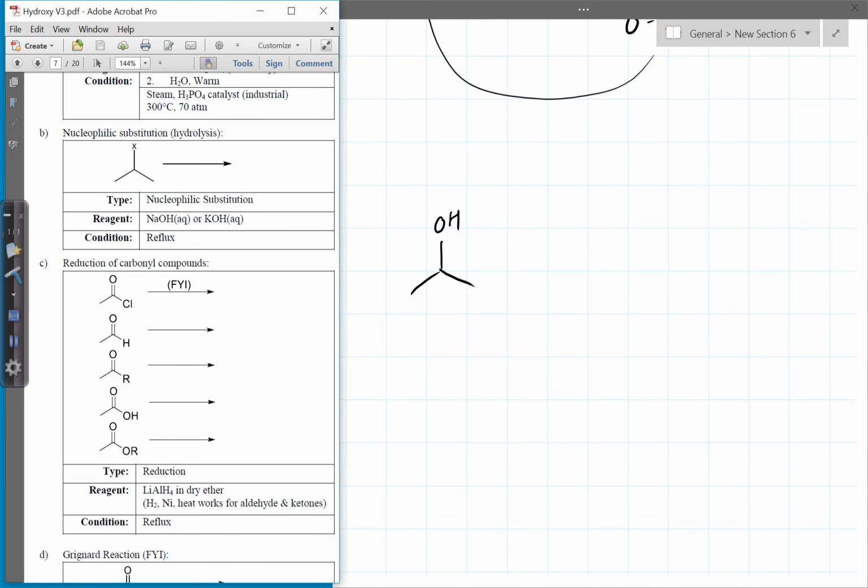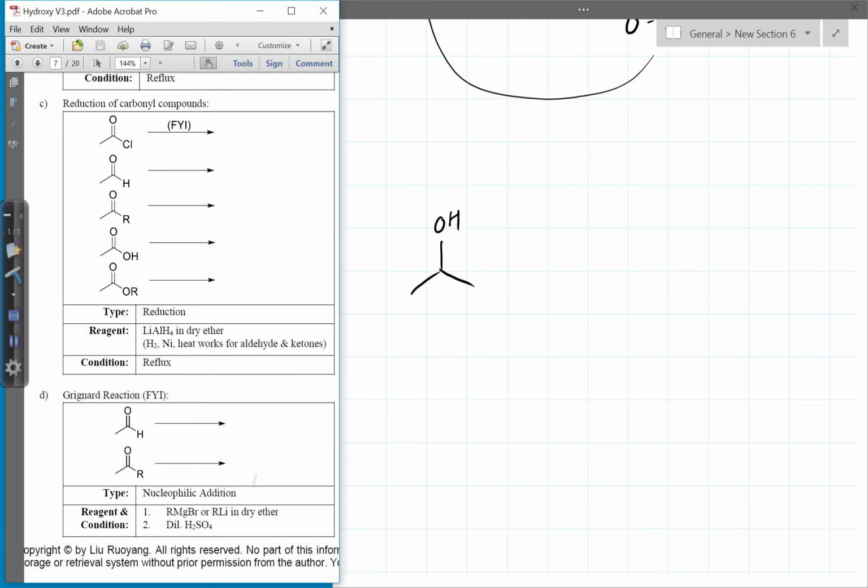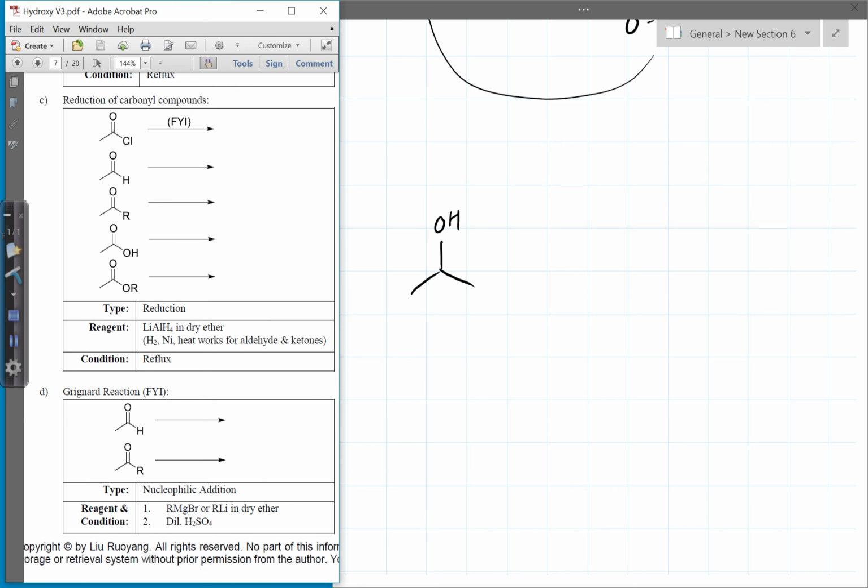Next one, nucleophilic substitution of your RX. You can just throw in NaOH or KOH. We have learned this reaction already, and you will generate the same alcohol. Most of these reactions are ones we have learned previously.